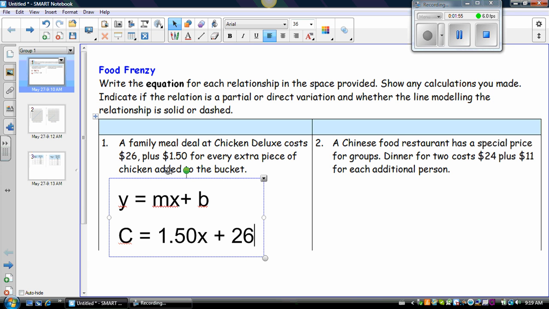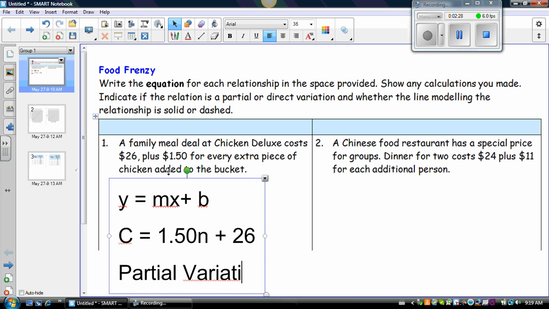Okay, now I have my equation. In this case, I'm not going to use x, I'm going to use n for the number of pieces of chicken. So my equation is C equals 1.50n plus 26. Now the next part of this question asks, is this relation a partial or a direct variation? Well, because it has an initial cost and it has a rate of change, this would be an example of a partial variation.